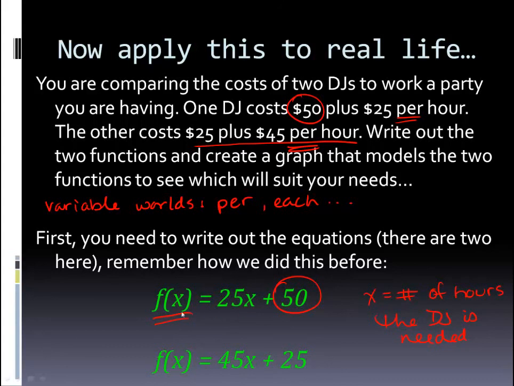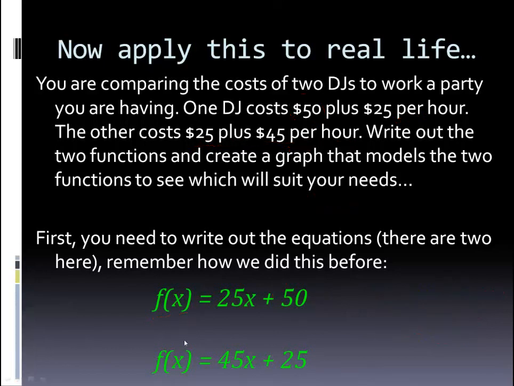So we've got these two equations. f of x equals 25x plus 50, and f of x equals 45x plus 25. Now, let's say that I wanted to figure out, okay, well, which one's going to be cheaper for a certain amount of hours? Well, I could say, well, let me just put in the number of hours I need them for and see which one comes out to be higher or lower.